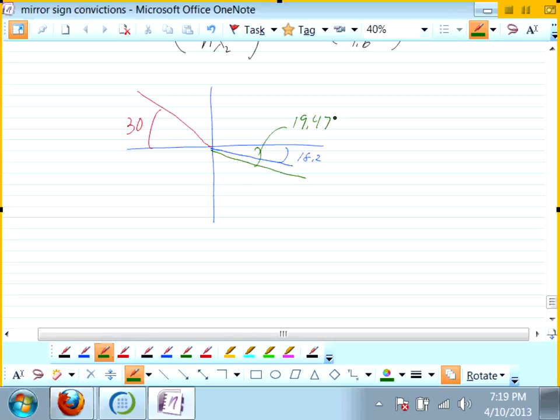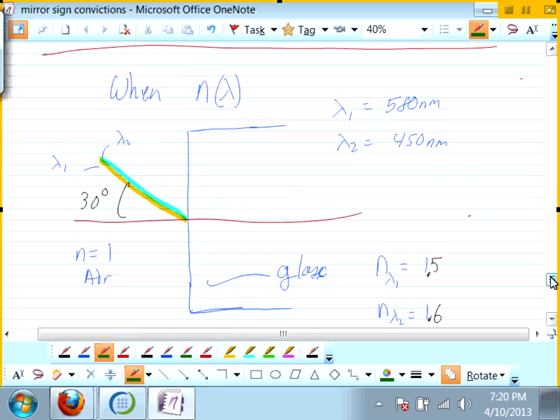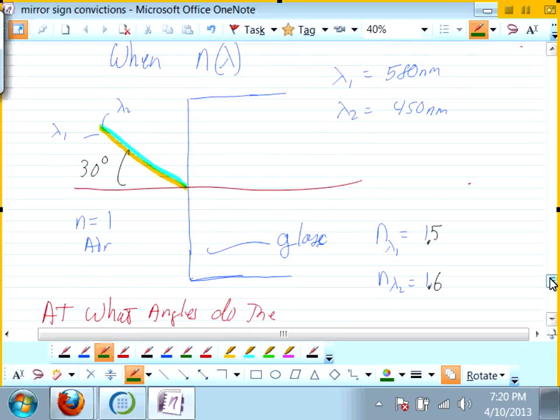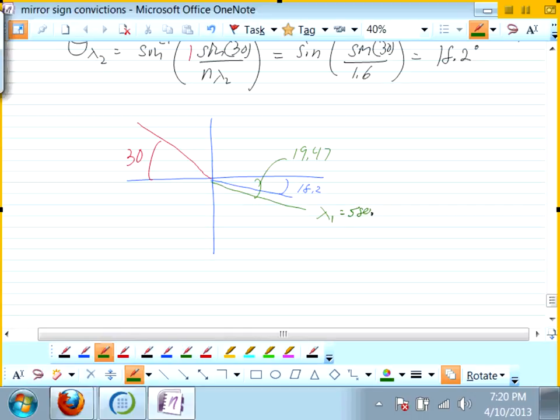Doing okay with these? In terms of wavelength, which one was which? Which one was the shorter wavelength? Which one was the longer wavelength? The longer wavelength is the bigger angle. This is lambda 1, 580 nanometers. And the other one was lambda 2, which was 450 nanometers.